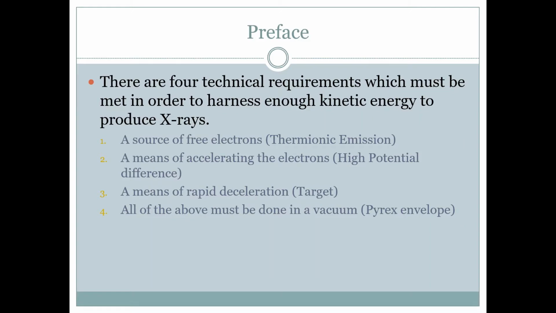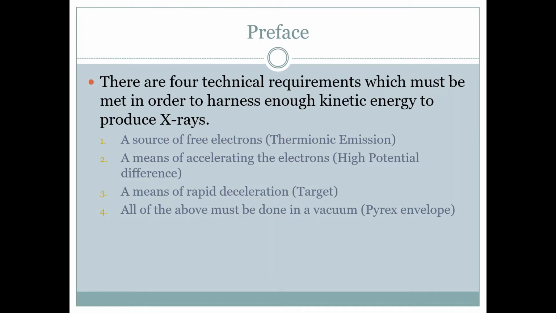So, quick preface to this, there are 4 technical requirements which need to be met in order to harness enough energy, specifically kinetic energy, to produce X-rays. We all know that electrons flow through electric circuits. In the X-ray tube, we do a neat trick with our electrons, which is we get them to travel very, very quickly through open space, and eventually we decelerate these electrons. So there's 4 requirements that we need to satisfy.